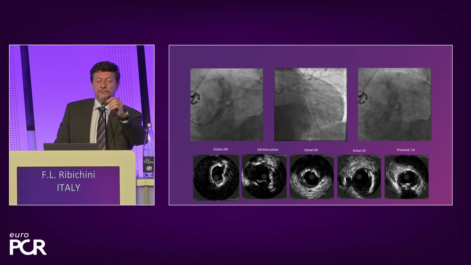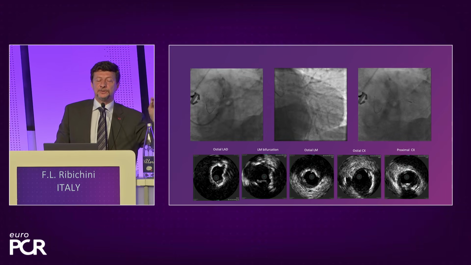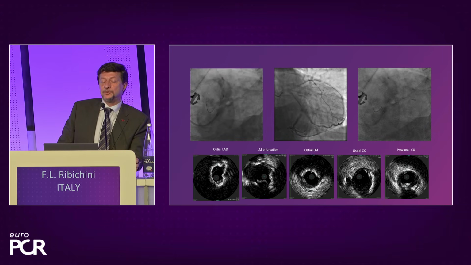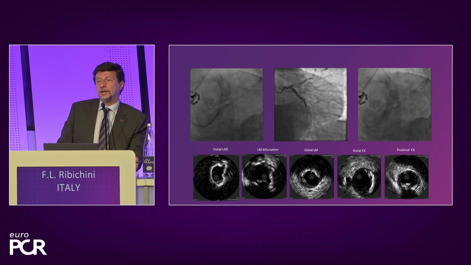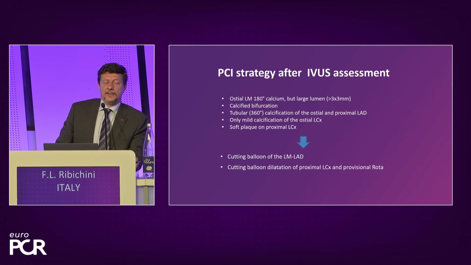And then the ostium of the circumflex shows it's a very big vessel, and at time 6 you see there is a clear nodule, which would be, of course, difficult to expand, but the area of the proximal circ is rather large. So on the basis of this, we have 360 in the ostial LAD, a calcified bifurcation, and only mild calcification on the ostial circ, which is only based on this nodule at time 6.